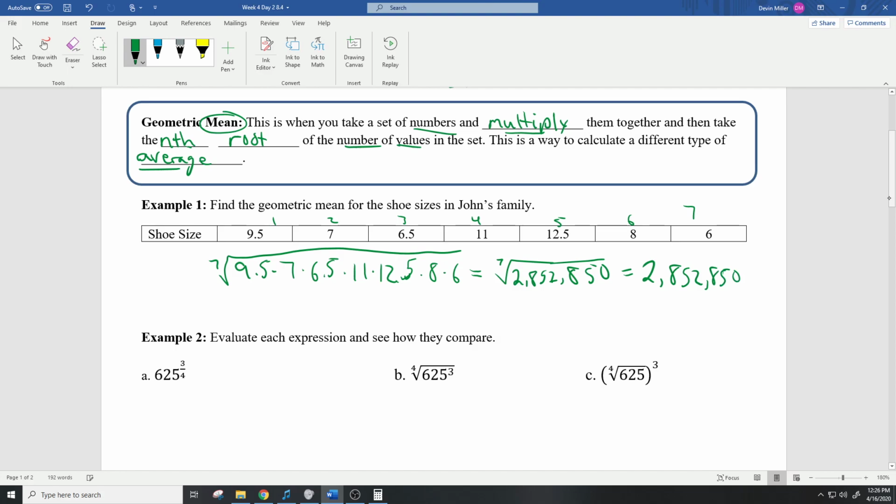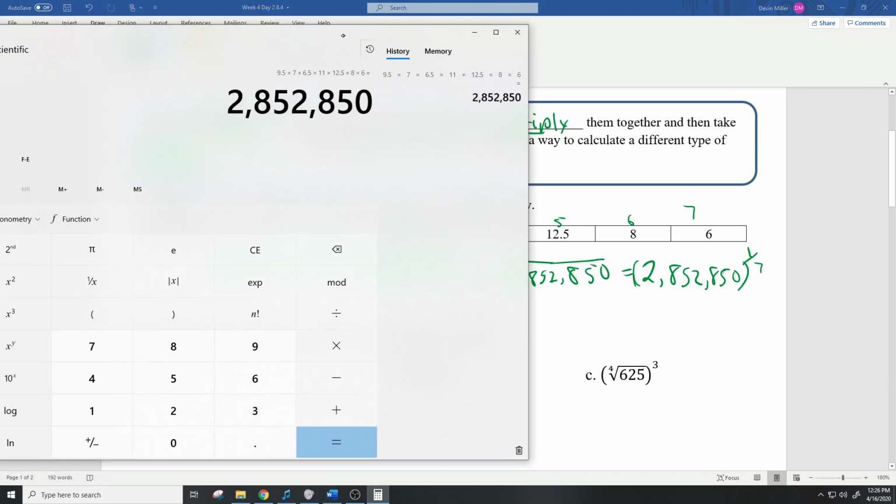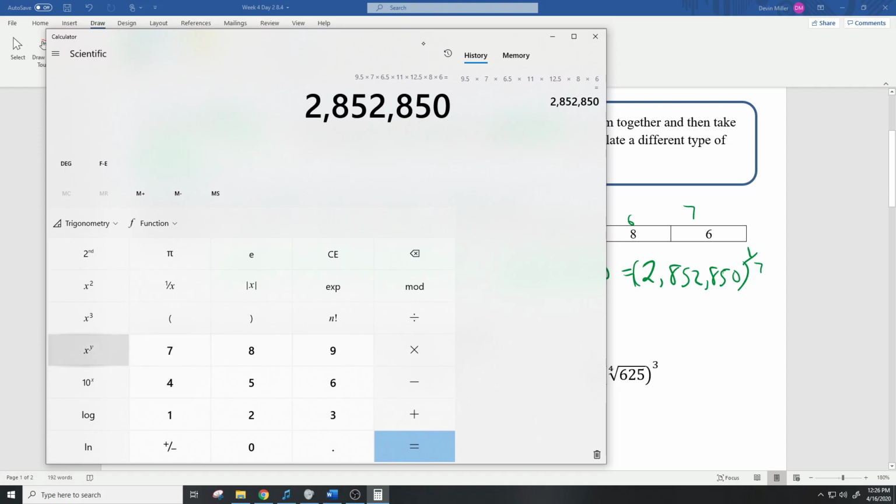2,852,850. That whole thing can be raised to what power? If you have the 7th root, that'd be 1 over 7. So I can do that in this calculator pretty easily. If you look at this button here, it says x to the y. We can do that. So you press that button, and then if you look up here, there's a little caret, and we put 1 divided by 7.